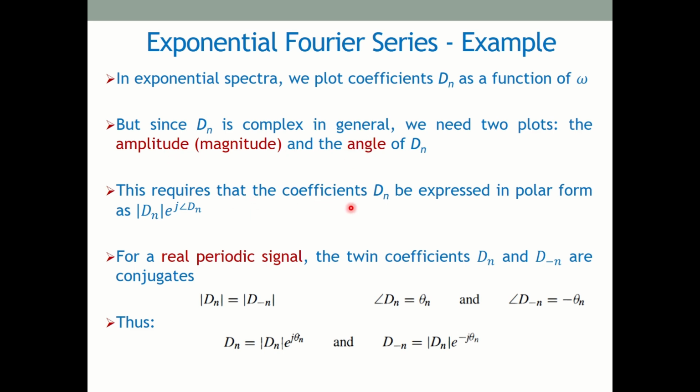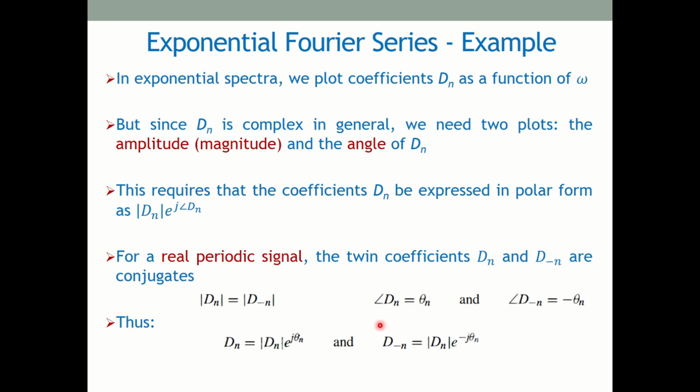So this requires that the coefficients dn can be expressed in polar form. In polar form we have the magnitude, and the exponential term has the phase angle. For a real periodic signal, we know that the twin coefficients dn and d minus n are conjugates. This can be proved by substituting the values. Even in the formula, if we replace n with minus n, we'll see that for a real periodic signal, this will give us the same value of the coefficient.